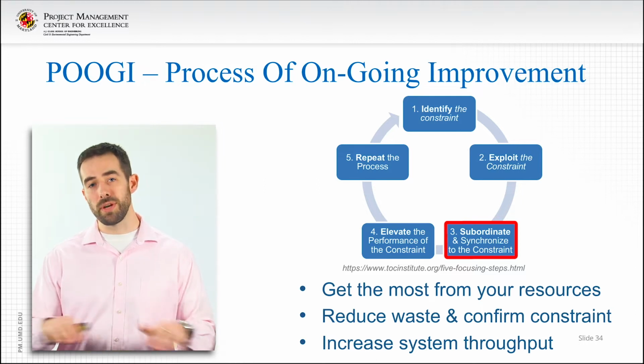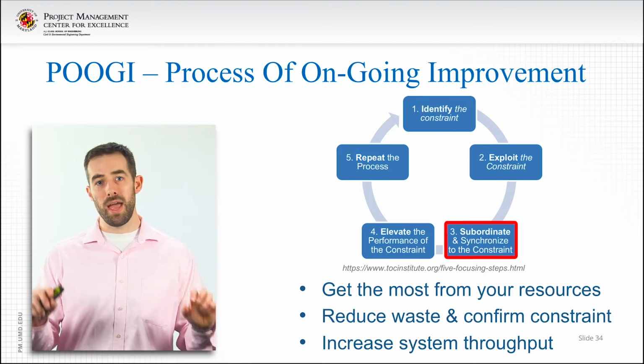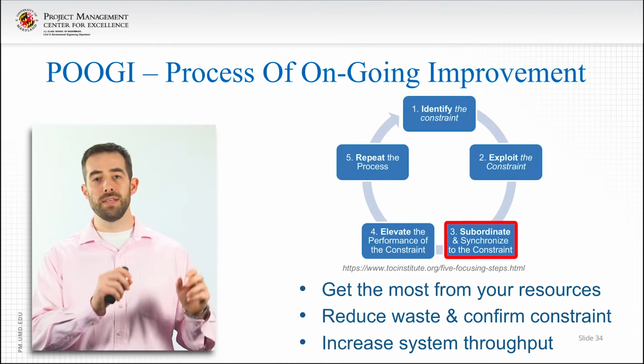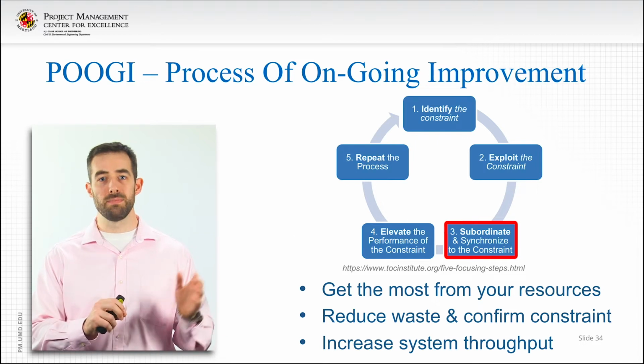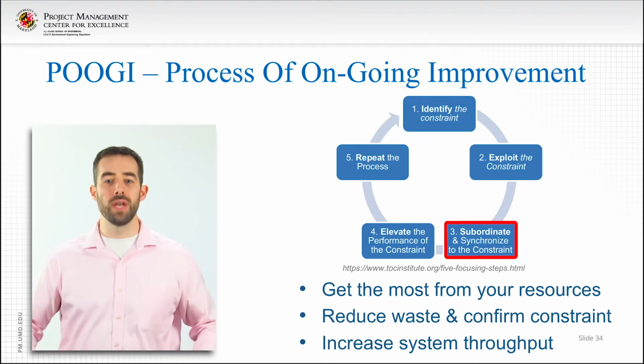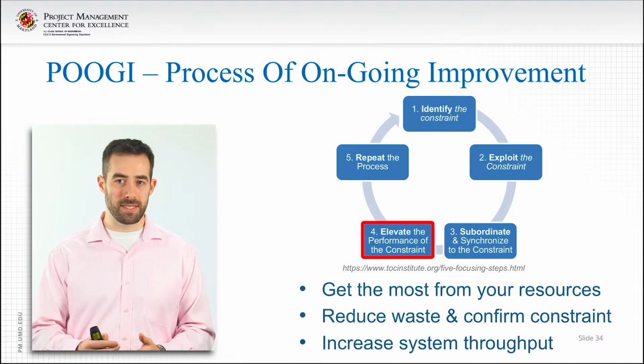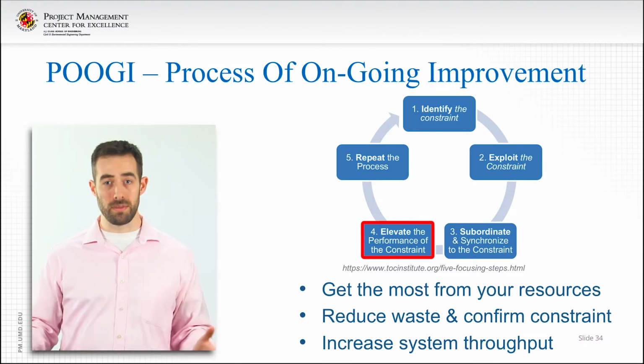Then, once you've subordinated everything in the system and the movement of materials or ideas or work is continuing at a steady pace between each one of the processes, you then want to elevate the constraint. Elevating the constraint means that we add more capacity to it and we make the whole system go faster as a result.